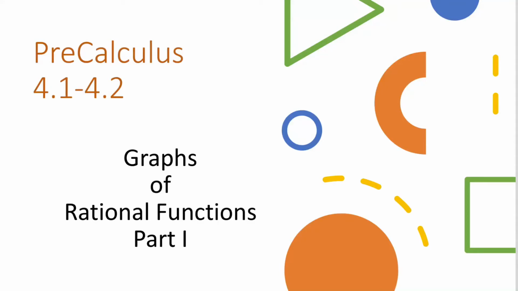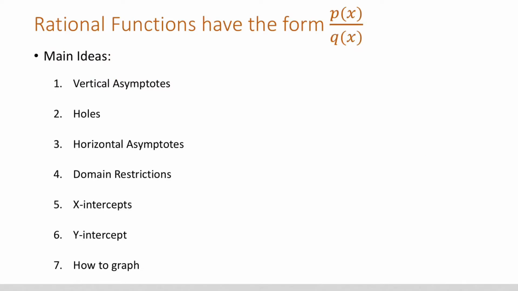Hello everyone, welcome to Pre-Calculus sections 4.1 through 4.2, Graphs of Rational Functions, Part 1. Rational functions are functions that have a numerator and a denominator where the numerator and the denominator can both contain a variable. So the main ideas that we're going to discuss in this video are vertical asymptotes, holes, horizontal asymptotes, domain restrictions, x-intercepts, y-intercepts, and how to graph rational functions.